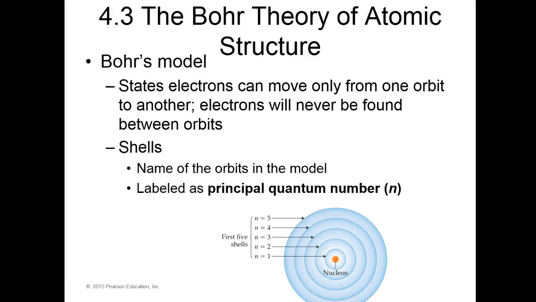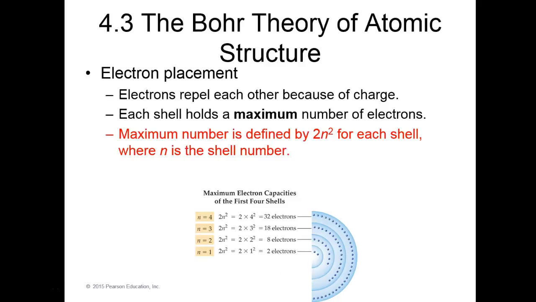different energy levels. So Bohr's model stated that electrons can move only from one orbit to another. Electrons will never be found between orbits. So here are the shells. The names of the orbits in the model are labeled as the principal quantum number n. We have n equals 1, 2, 3, 4, and 5. So that refers to the shell. The higher the number, the further away from the nucleus we're getting.